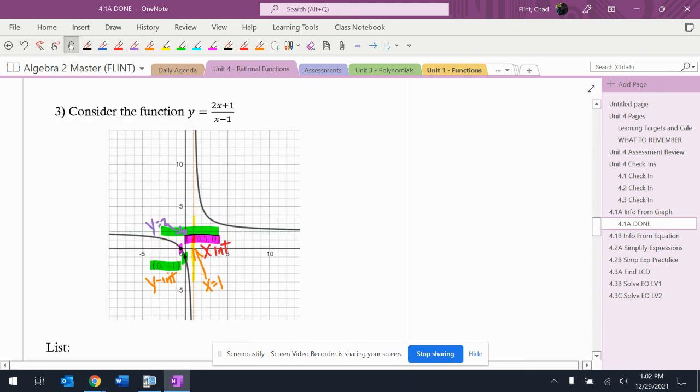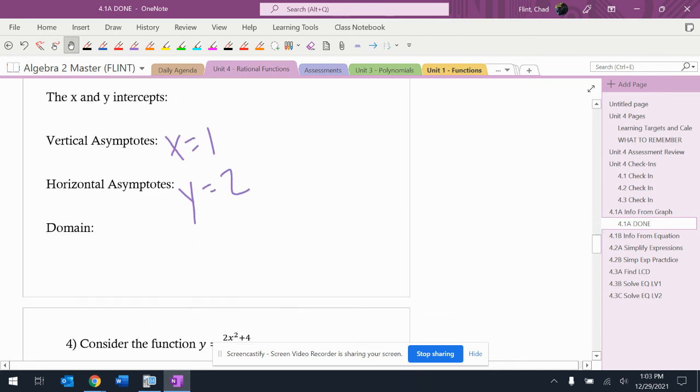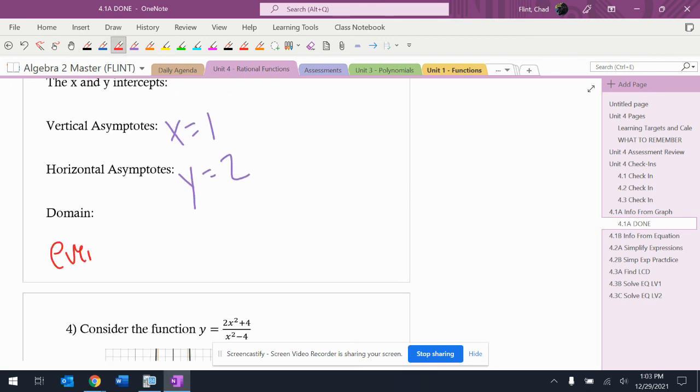And then it says, what's the domain? So the domain is everything except x equals 1. So I'm going to write down everything except x equals 1. All right, and it's going to correspond with the vertical asymptote whenever you're doing these.